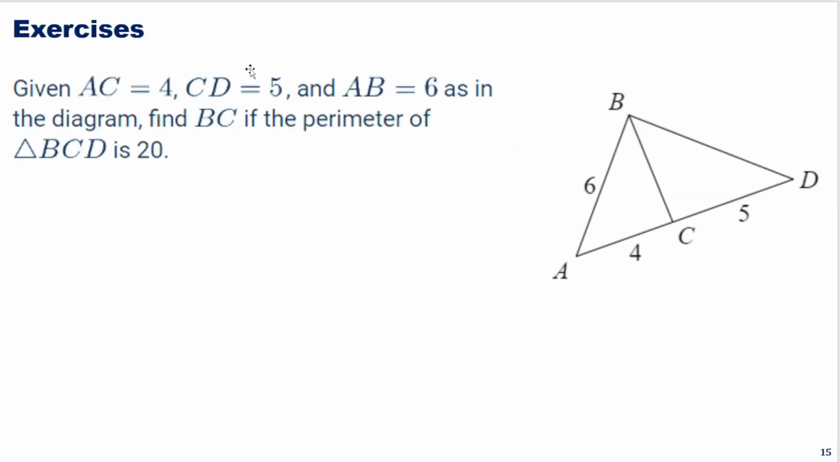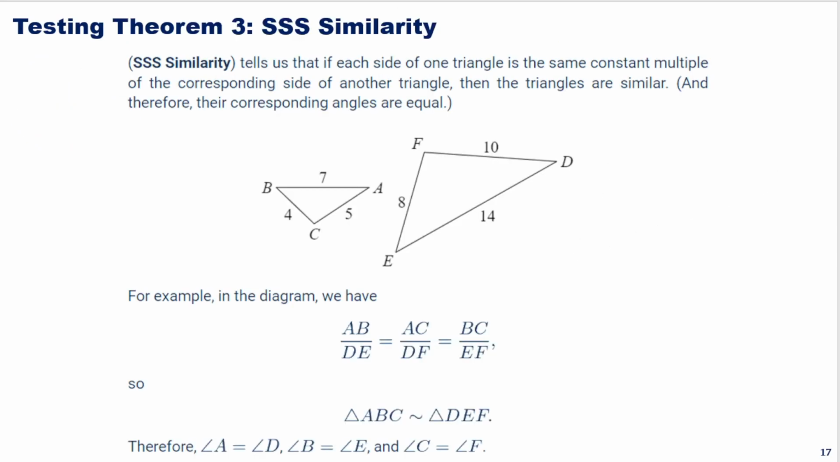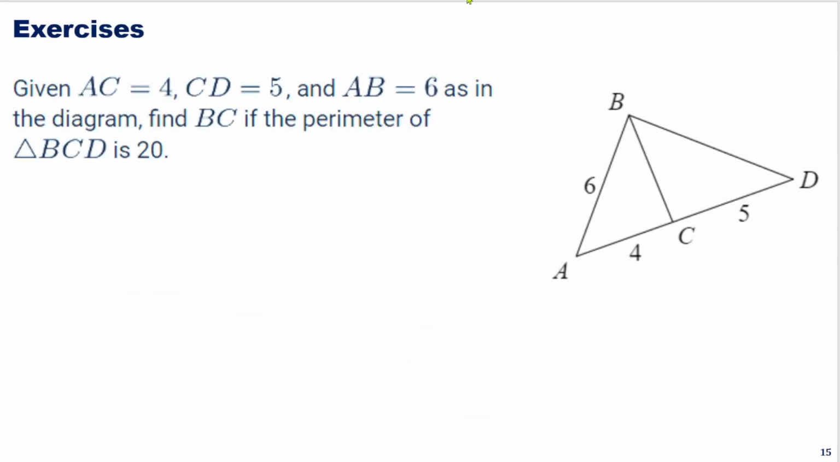Okay, then let's use this theorem to solve a series of exercise questions. We have 2 questions to solve, okay? You could use either AA or SAS similarity. So given AC equals 4 here, CD equals 5, AB equals 6. Can you find BC if the perimeter of BCD is 20?